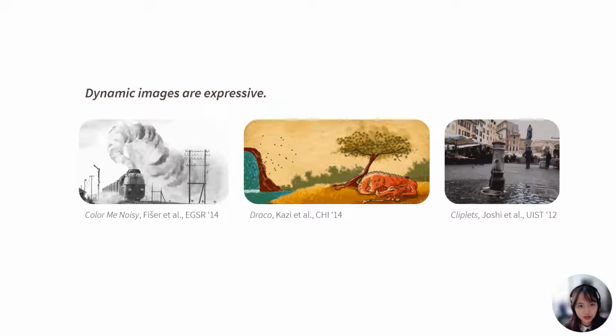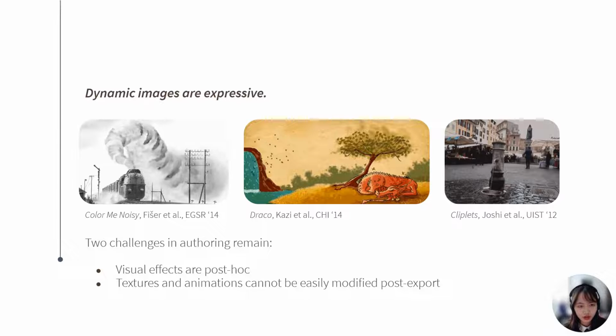Previous tools have demonstrated the expressiveness and potential of dynamic images. However, two challenges in the authoring processes of these illustrations remain. The first is that visual effects like animations are often added post hoc, which divides freehand drawing and their modifying effects and animations into separate processes. The second is that these tools often export raster-based files, meaning effects cannot be easily modified post-export without helper files from the tool.